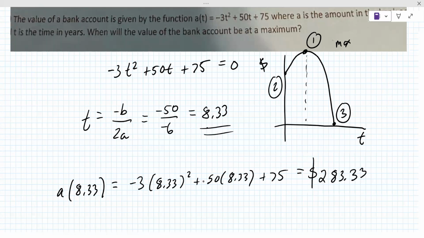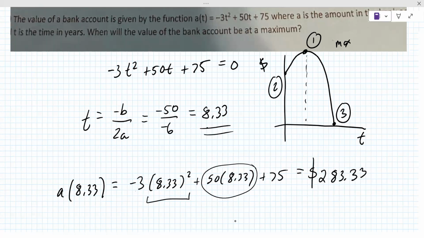Maybe I didn't put parentheses around it. Maybe it didn't register the negative 3, so 8.33 times 8.33 times negative 3. Yeah, that's weird. I'm doing it on my calculator on my phone, and it's really hard to use your phone for this. It's not a scientific calculator, so you have to do the 8.33 squared first, then multiply by negative 3, and then hold that number somewhere. Then you have to take 50 times 8.33, and then combine those two numbers, then you can add the 75.